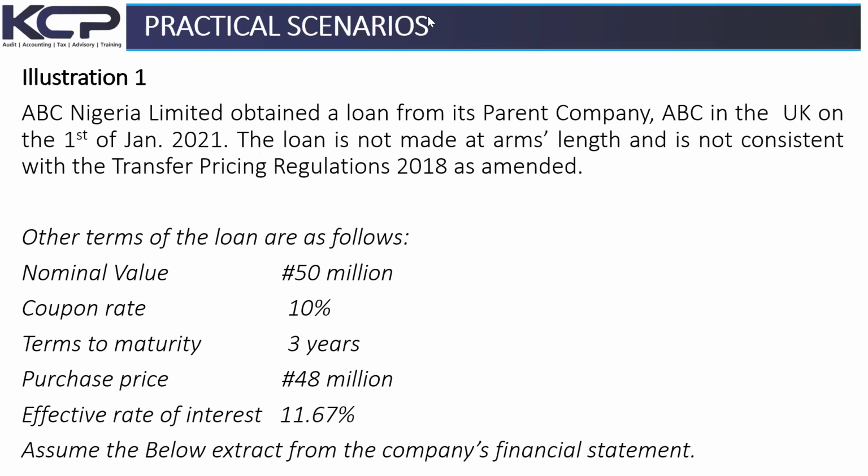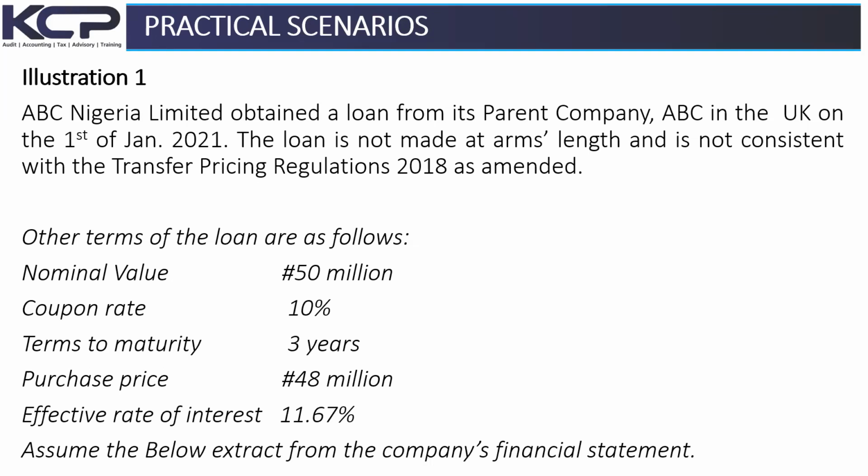So we have a company, I believe everybody is paying attention. ABC Nigeria Limited obtained a loan from its parent company, ABC, in the UK on the 1st of January 2021. The loan is not made at arm's length. Remember the first caveat in the 7th schedule speaks to the fact that that loan must be at arm's length. If it is at arm's length, you may not apply section 20, schedule 7 and the amended section 24A. But if it is not at arm's length, then it has to be applied.